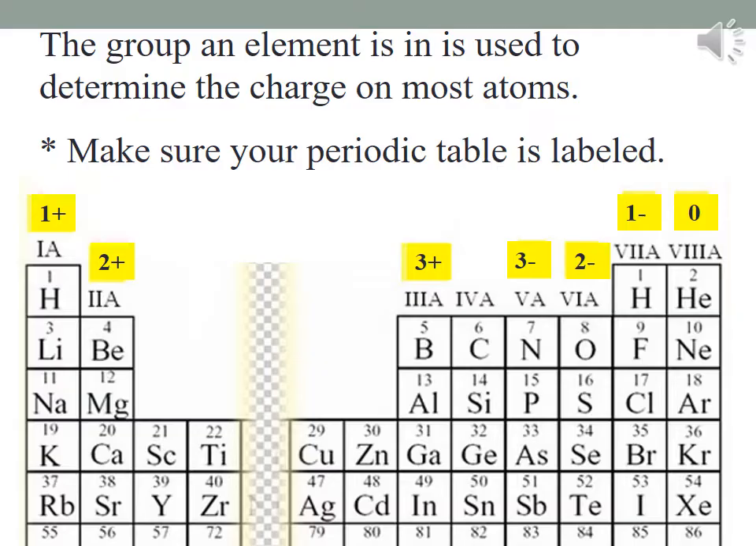On your periodic table in the back of your notebook, go ahead and label your columns as shown here in yellow. So column 1A is a 1+ charge because those atoms lose one valence electron. Column 2A is a 2+ charge because they can lose 2 valence electrons. We're going to skip over the transition metals in the middle. For now, we will visit those in a few days and find out what's different about them. Group 3A is a 3+ charge.